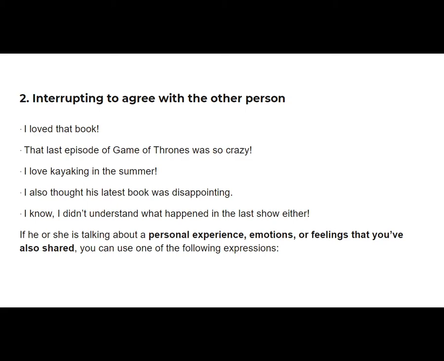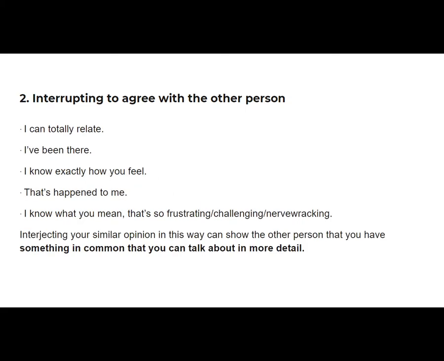So, if they're talking about a personal experience or emotion or feelings, then you use different phrases, and those phrases could include, "I can totally relate. I've been there. I know exactly how you feel. That's happened to me. I know what you mean. That's so frustrating." Or, "I know what you mean. That's so challenging." Or, "I know what you mean. That's so nerve-wracking." So these phrases are there to just show that you empathize with the other person.